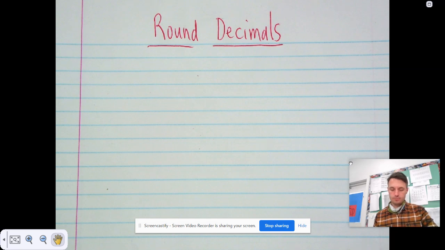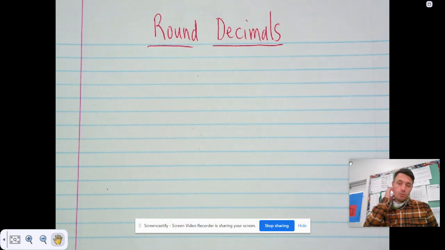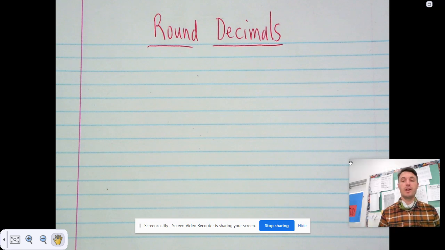And Chapter 5 is all about adding and subtracting decimals. So today we're starting with rounding decimals as a preparation for learning how to add and subtract decimals.